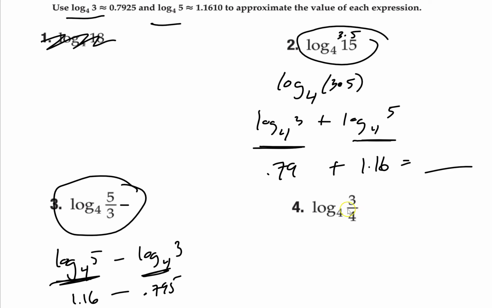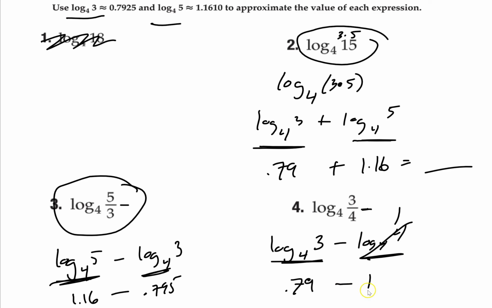Look at this one. Similar idea, but 3 and 4. I don't have 4 up here. Let's do it anyway, though. Divide means minus. Log base 4 of 3 minus log base 4 of 4. This, I know what that is. They gave it to me: 0.79. And this, remember, log base 4 of 4? That's just 1. It's a rule. So you get negative 0.21.